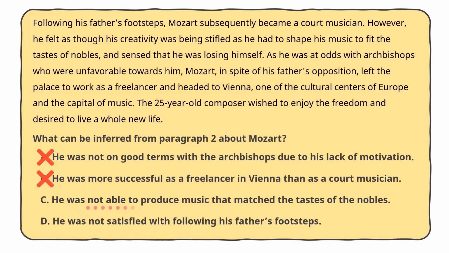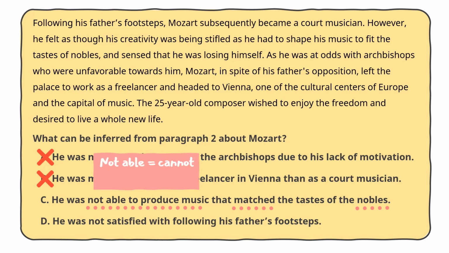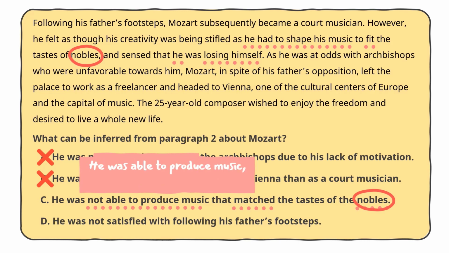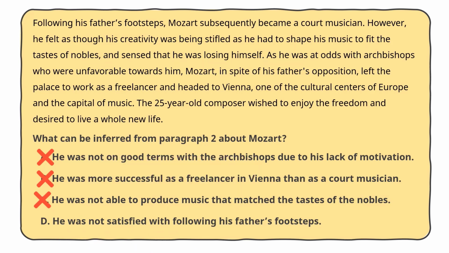C. Not able to produce music matched nobles. Not able to means cannot. It's about his capability. In the paragraph, he felt lost since he had to shape his music to fit nobles. He was able to produce music that fitted nobles, but he didn't want to do it, so C is wrong. D. Like I said earlier, Mozart worked as a court musician like his father, but he didn't like it, so D is correct.